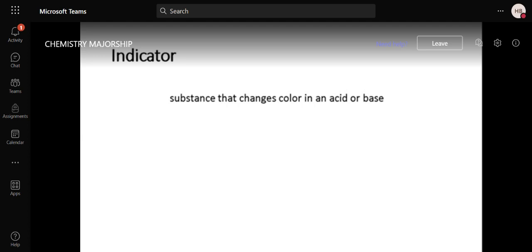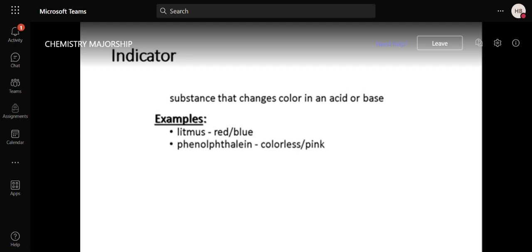Tawag dyan is an indicator. Okay. Example natin, pinaka-common na alam kong nagamit nating lahat is the litmus paper. We have two colors of the litmus paper. We have the red and the blue. Okay, and then we also have the phenolphthalein. The phenolphthalein is colorless.